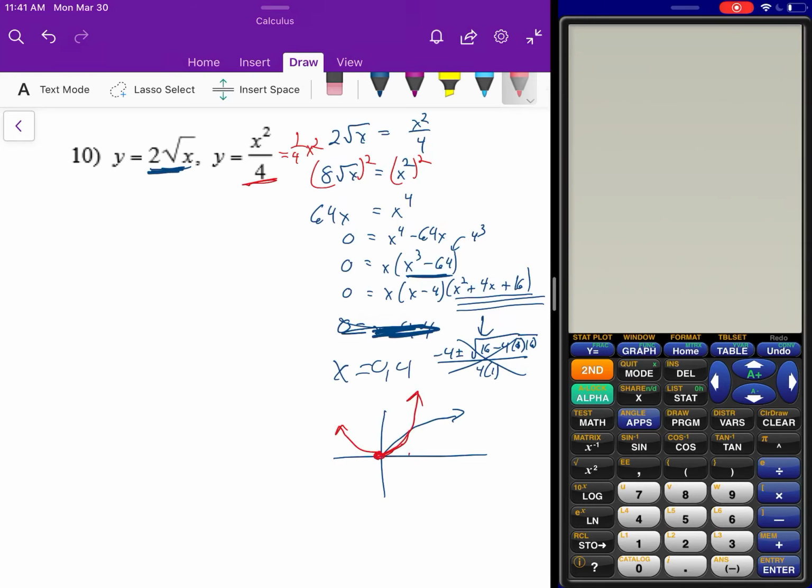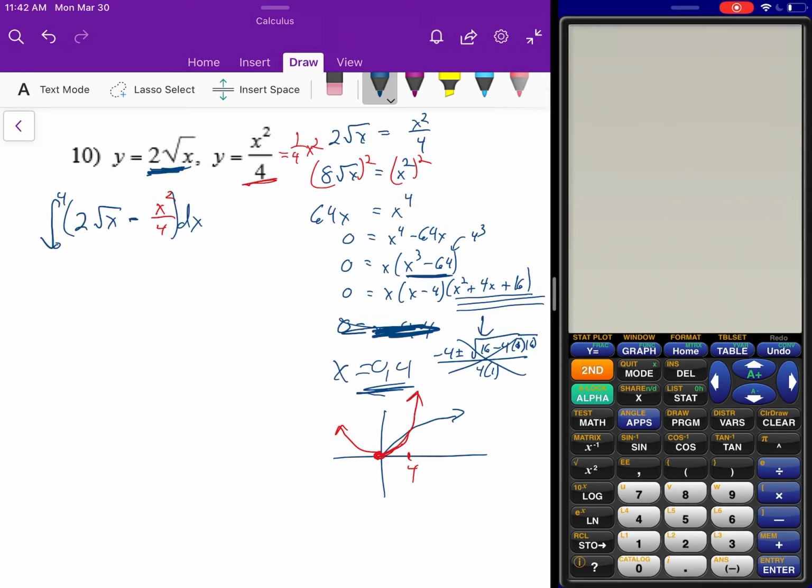So the integral we want is the integral of the upper one. In this case, the blue one is the upper one, so 2 root x minus the lower one, minus x squared over 4, dx, evaluated from 0 to 4. So that's what we want to type in our calculator to find the integral. We could do it by hand.